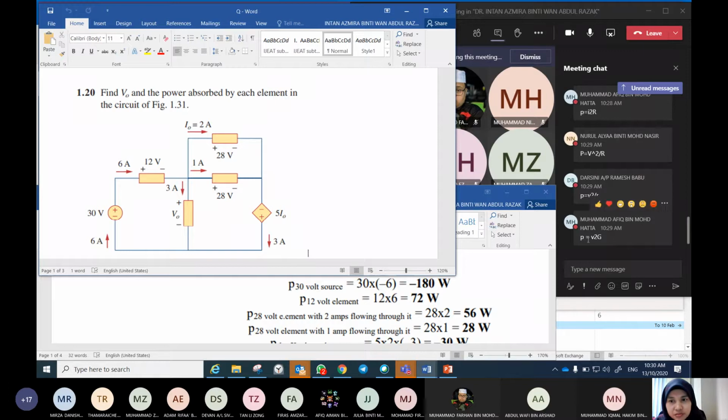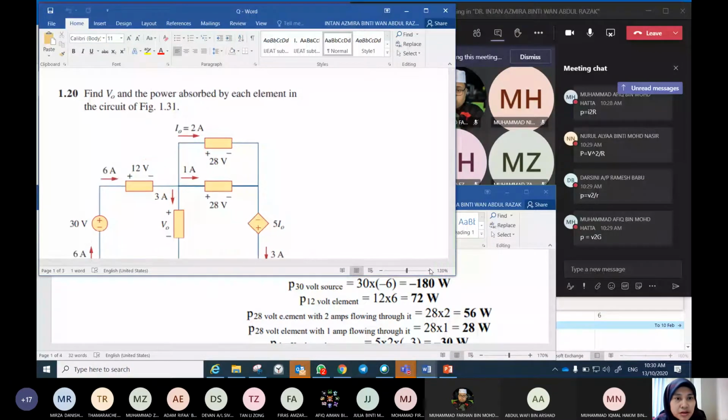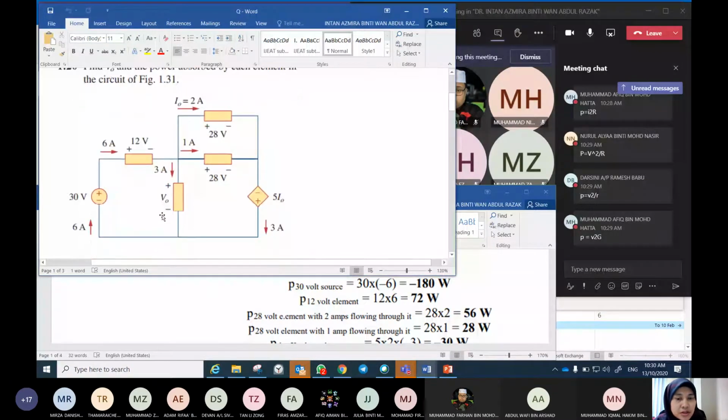The current is V squared G. Okay, yes, V squared G. G is conductance. G is the reciprocal of R. Okay, so here the current is negative. Why is the current negative? Because current entering the negative terminal.